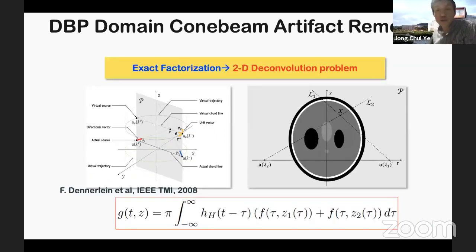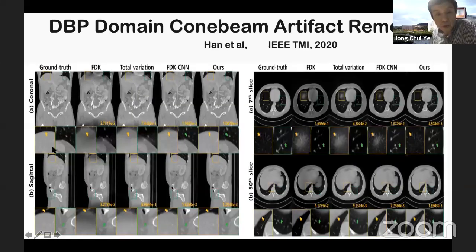Now, you can use the same kind of idea and learn in the DBP domain as well. In fact, in 2008, there was a very famous, very important paper. What they do is, in this kind of cone-beam geometry, if you do the back projection first, and then in the back projection domain, you find this kind of plane in the coronal direction or sagittal direction, the relationship between the original image and the measured differentiated back projection is a filtering operation with the Hilbert transform, but now this is a spatially varying filtering operation. Neural network is very good at learning spatially varying filters, so you can learn the neural network in this domain as well.